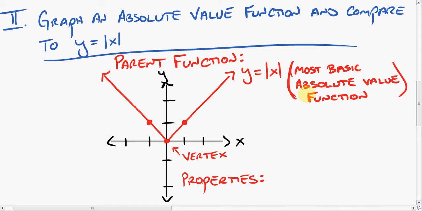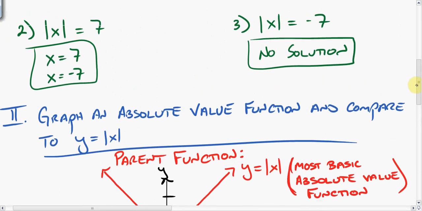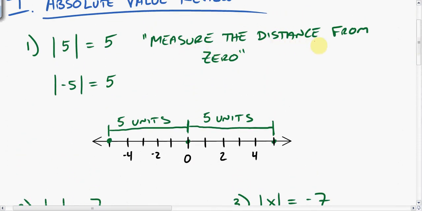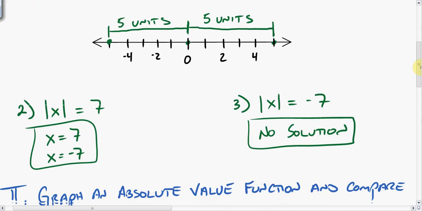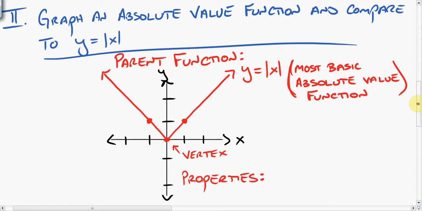Well, I'm going to go back to what we noted down in the previous video. You should already have these notes down. We said absolute value is the measure of the distance from 0. The number of units away from 0 will be exactly the same on either side. When you graph an absolute value function, you want to think of 0 as the vertex.